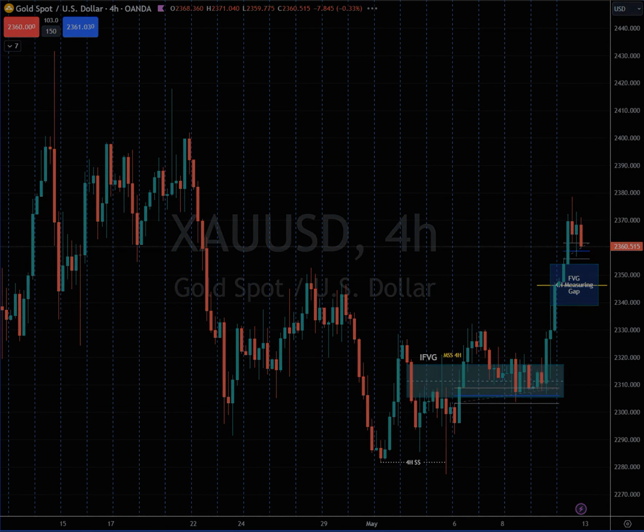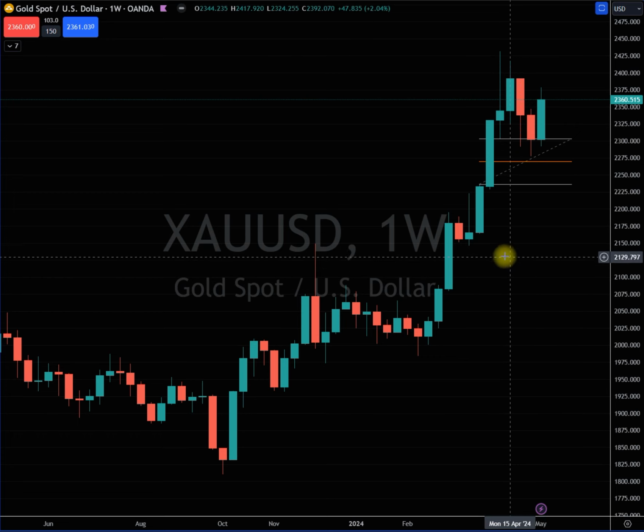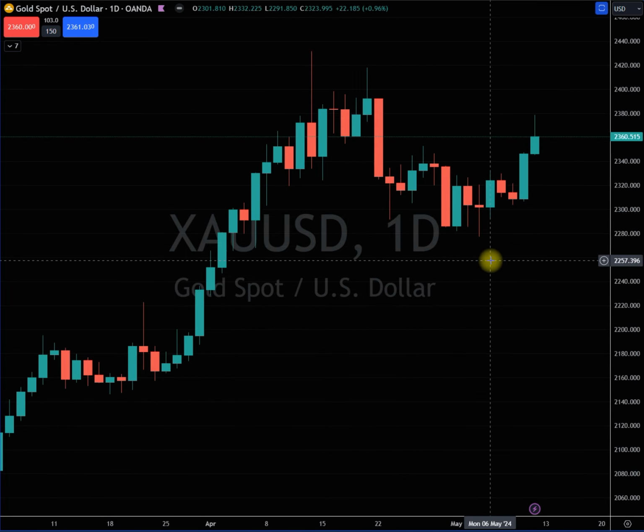Now on the weekly, we also see a confirmation of a bullish trend because price retested the weekly bullish order block, bullish fair value gap, got rejected from the bullish fair value gap on the weekly, and then created this bullish engulfing candle on the weekly. Let's go down to the daily and see what happens on the daily time frame.